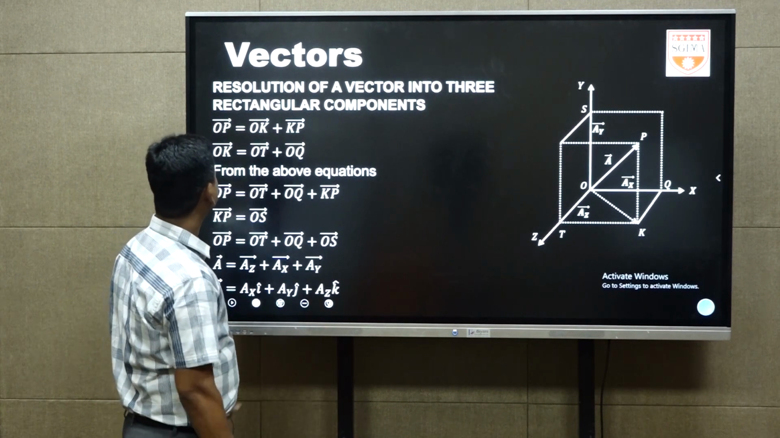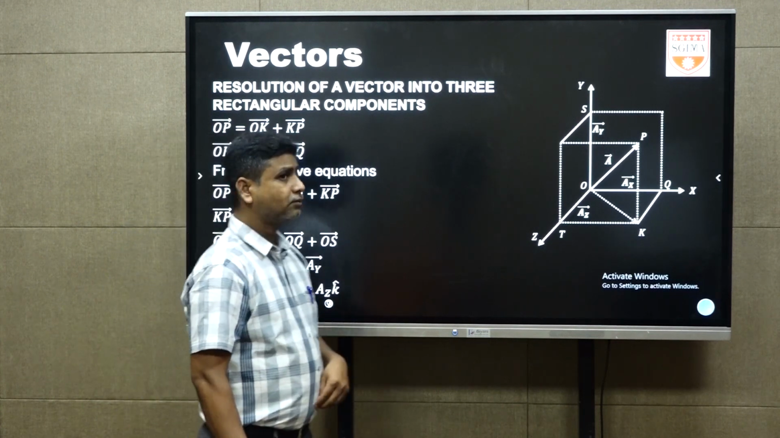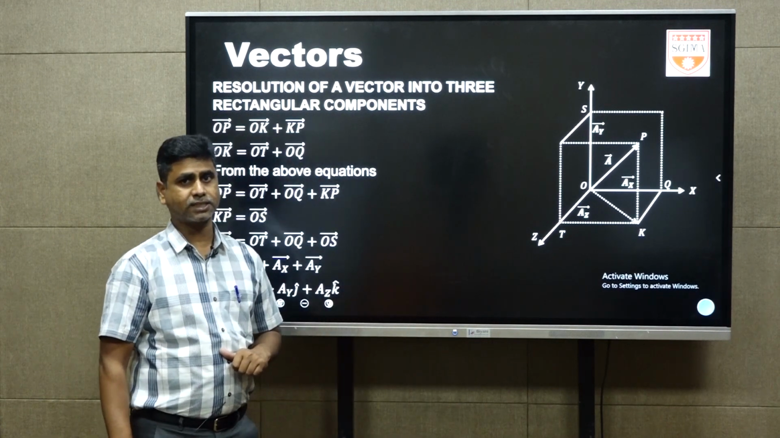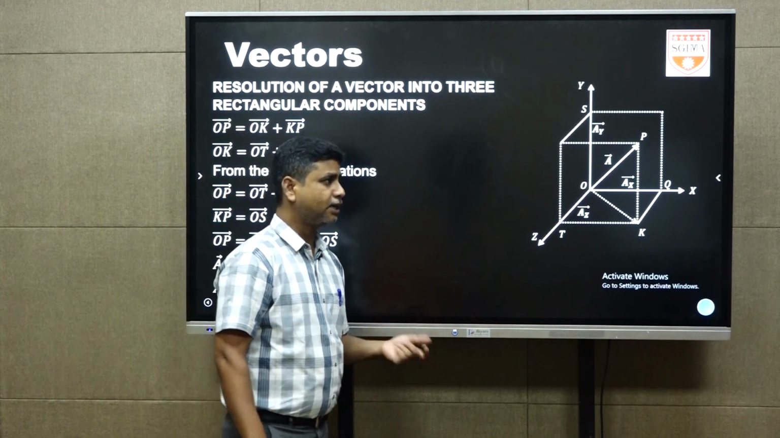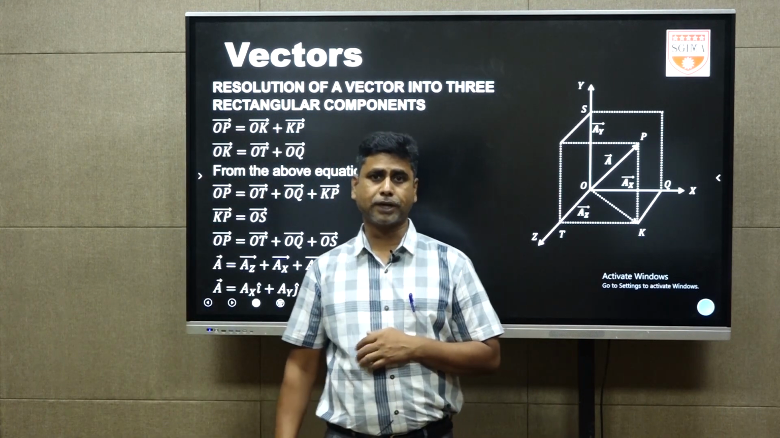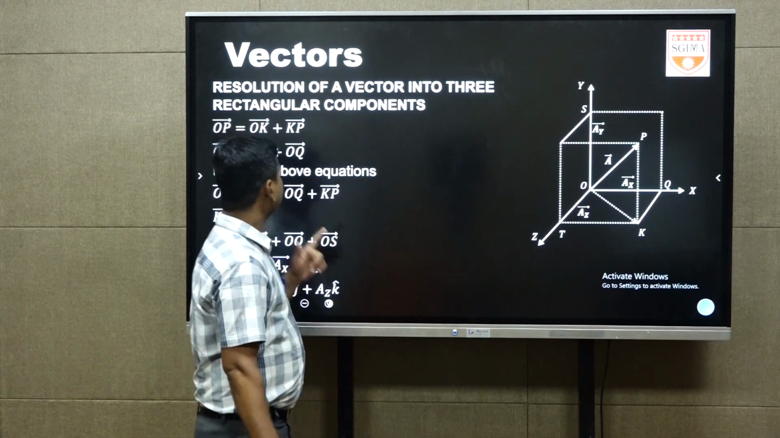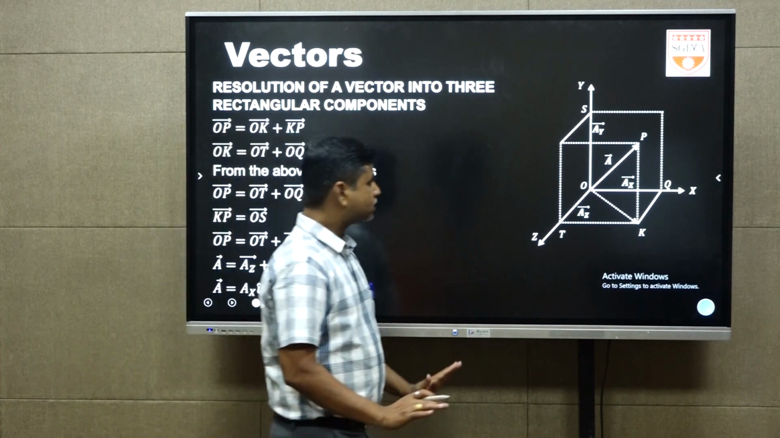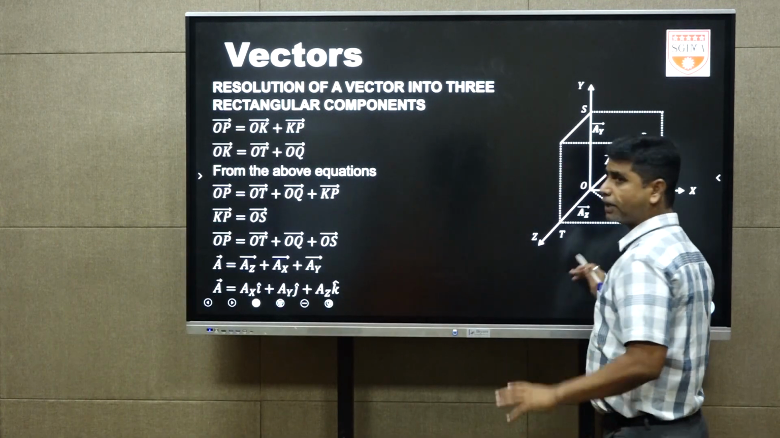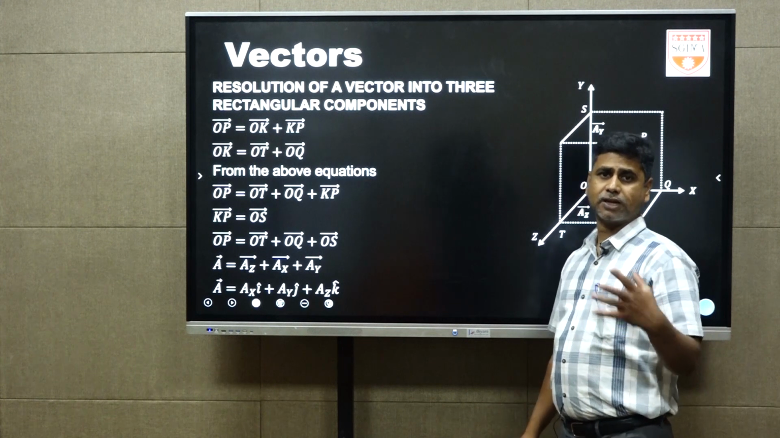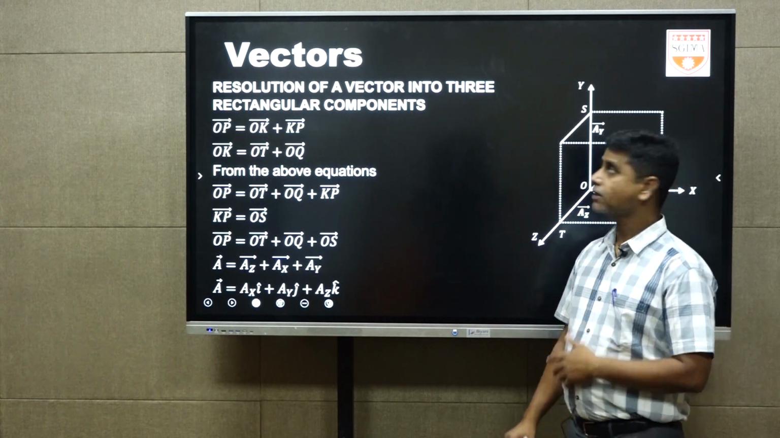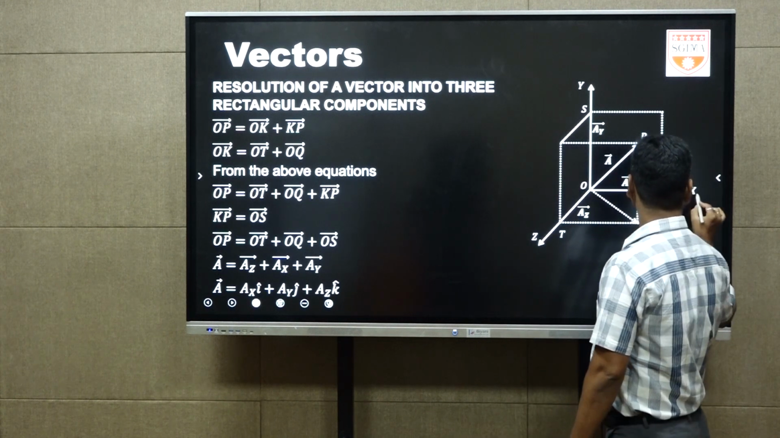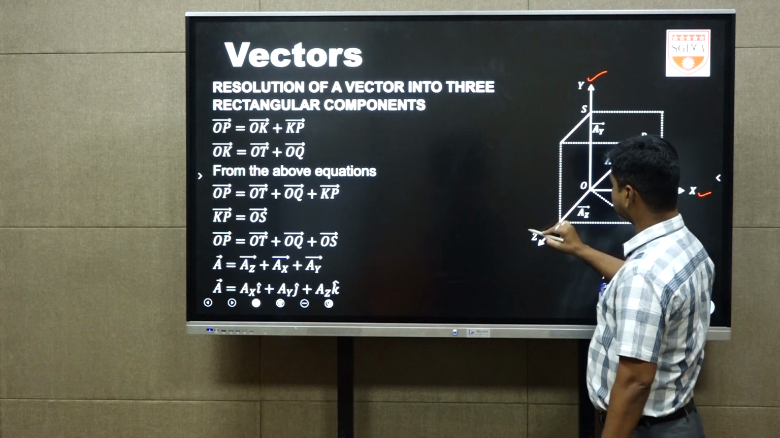The next topic is resolution of a vector in three dimensions. Till now we have discussed resolution of a vector in a two-dimensional coordinate system, that is, in the plane only, having two rectangular components. But in a three-dimensional coordinate system, how do we take the rectangular components? Previously we considered the xy plane, yz plane or zx plane only, but here we take the x, y and z axes. That is a three-dimensional coordinate system, with the x axis, y axis and z axis.